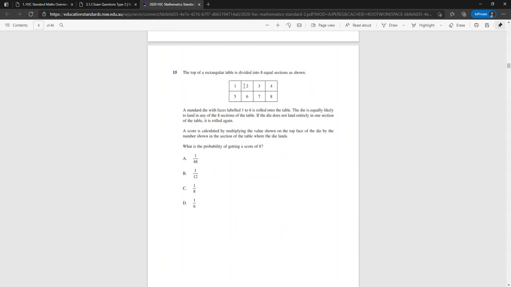What you're given is a table that looks like this. It has each of the boxes 1 to 8. There's a standard die with 6 faces labeled 1 to 6, and what happens is that you roll the die and it will land in one of these boxes. If it doesn't land on a box, then they're going to roll it again. The score is calculated by multiplying the value shown where it lands with what's shown on the die. So if the die is showing 2 and it lands on 5, then the score would be 10, 5 times 2. And then the question is asking, what is the probability of getting a score of 6?